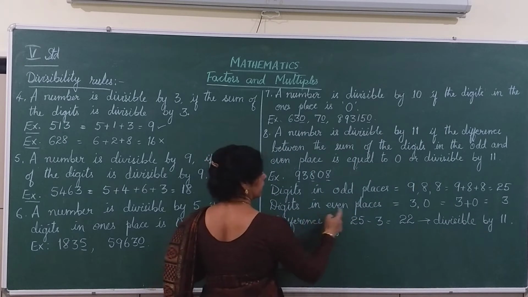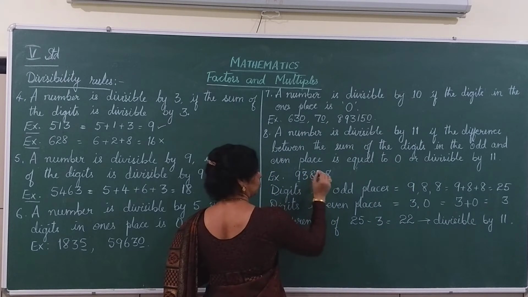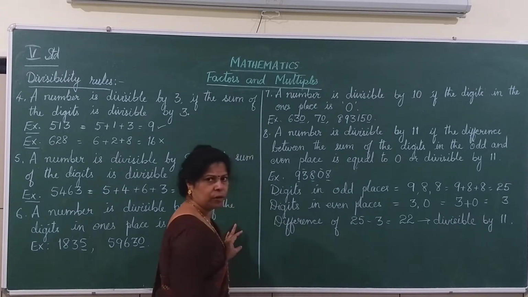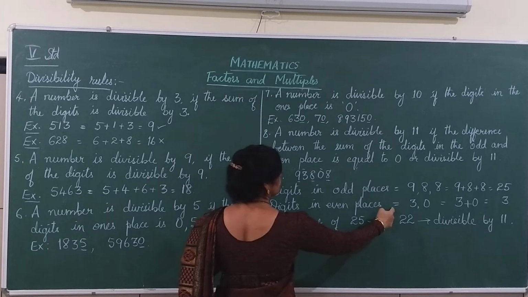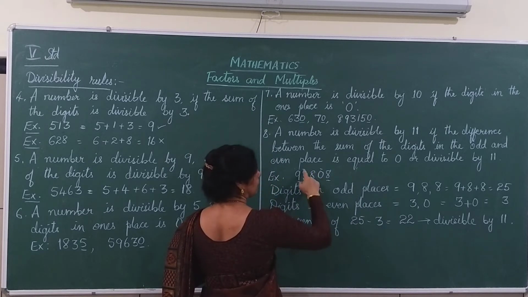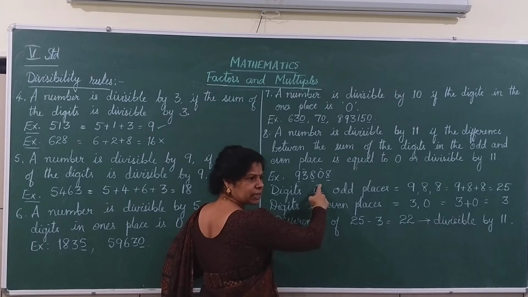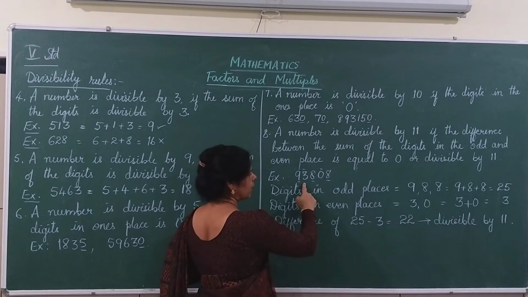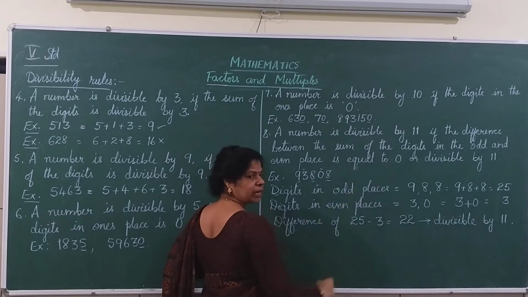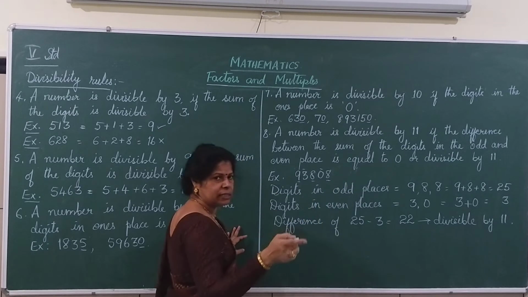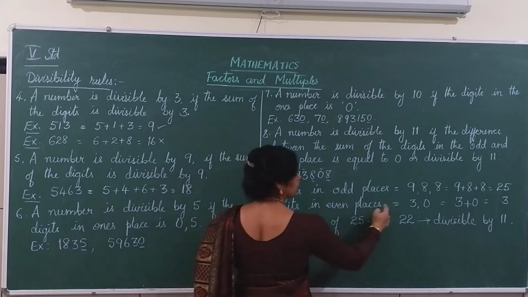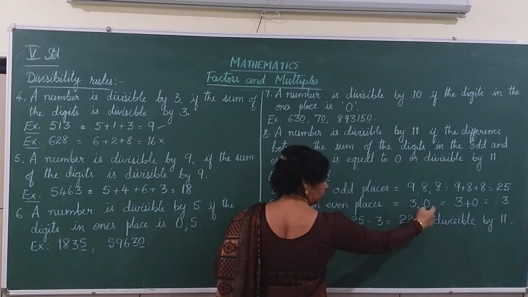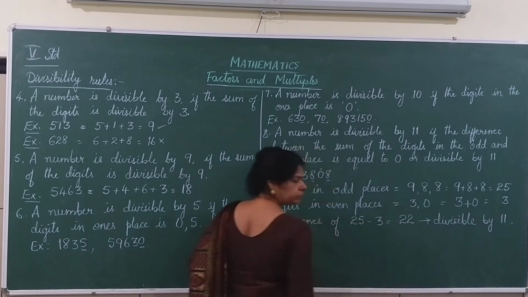Now coming to digits in even places. Even places is what? 3 and 0. This is the second place and this is the fourth place. Second place and fourth place, they are even numbers. Second, 4, 6, 8, when it comes, they are all the even places. So digits in even places are 3 and 0. So 3 plus 0 is 3.